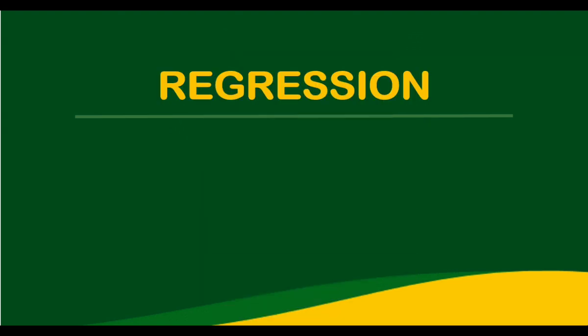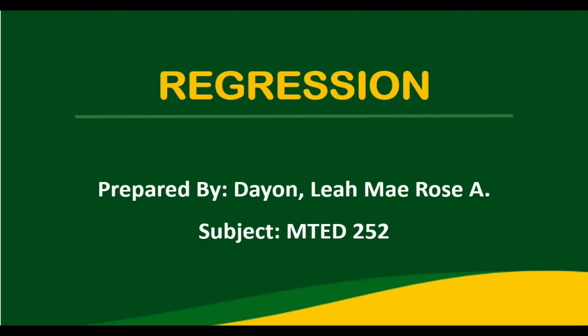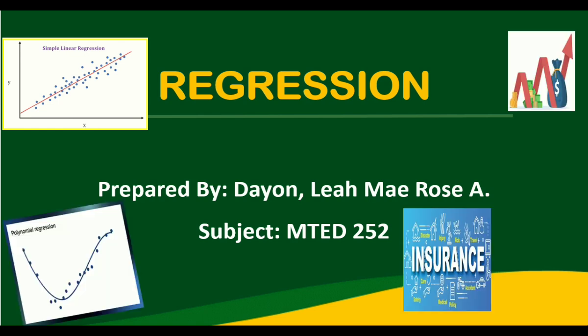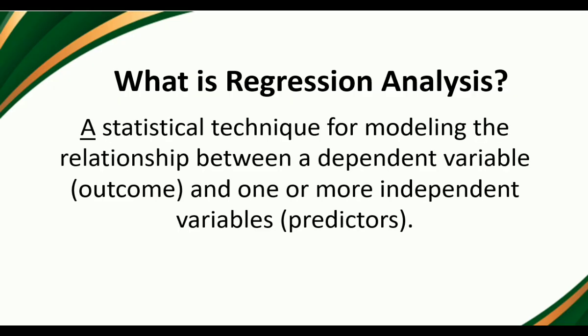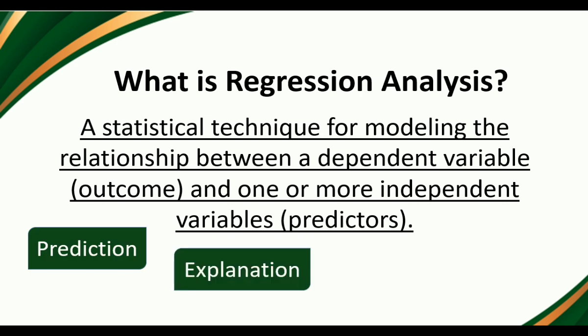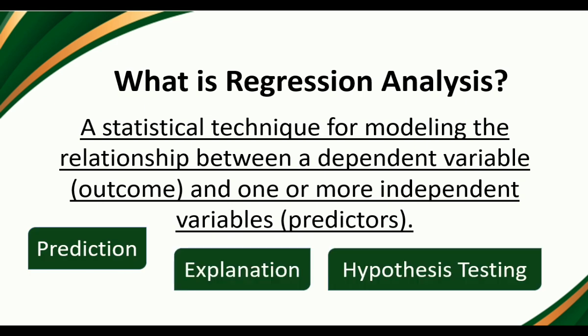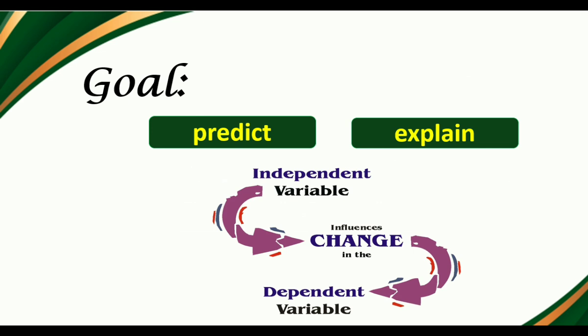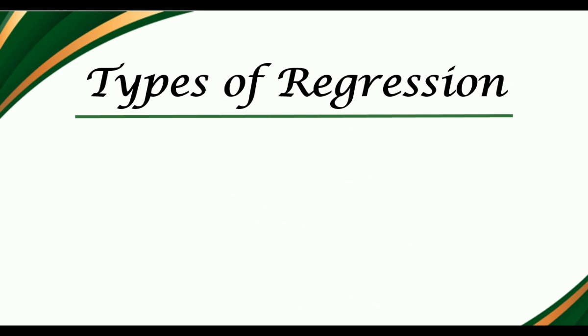In this video, we will be discussing regression and learning about regression as a statistical technique, its types, examples, and evaluation models. Regression is a statistical technique for modeling a relationship between a dependent variable, or the outcome, and one or more independent variables, allowing for prediction, explanation, and also for hypothesis testing. The goal for regression is to predict and also explain how the changes in the independent variables influence the dependent variable.